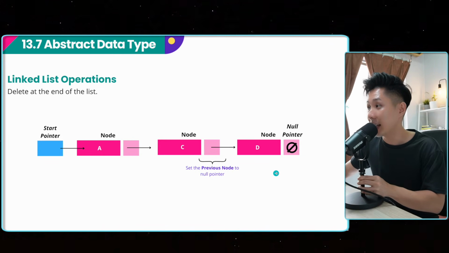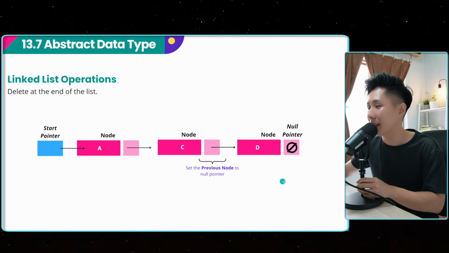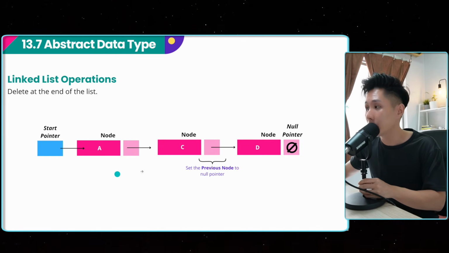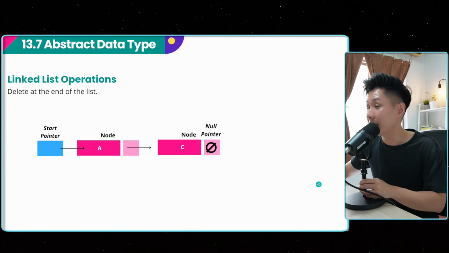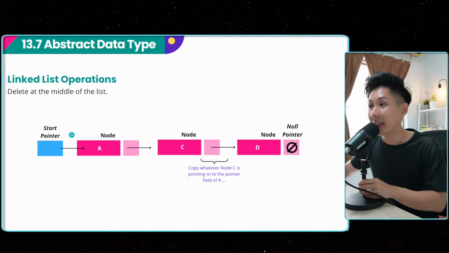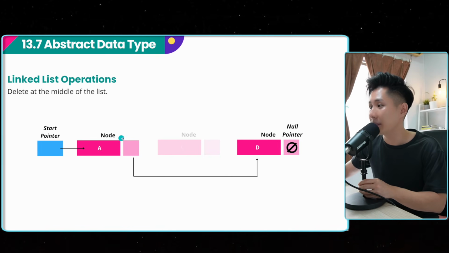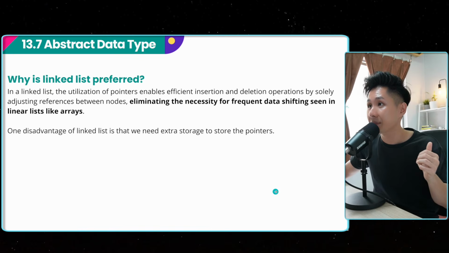And if I want to delete at the end of the list, simply pick the last two nodes and let the previous node point to the null pointer. This is why, when you're implementing it in Python or pseudocode, you will need a variable called previous node, so that you can directly let it point to the null pointer. So, delete in the middle of the list. Let's say I want to delete C. I'll just copy whatever node C is pointing to, to A. Ta-da! This is how I delete something in the middle of the list.